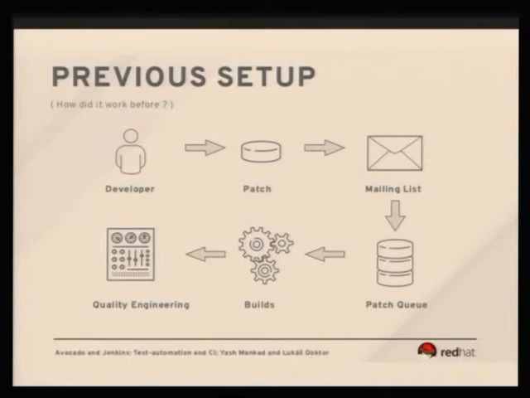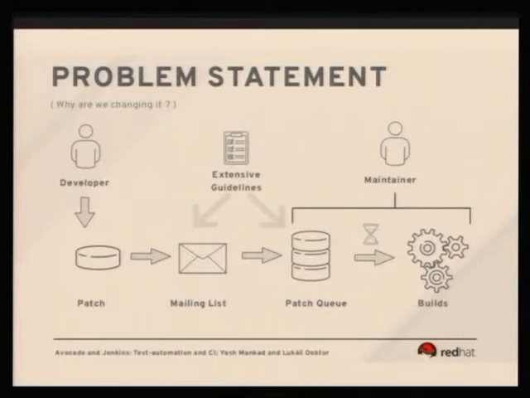The patches are then moved from the patch queue, and they are applied to the source code, and a build is run. Now, the reason for running the build is that we want to make sure that any changes introduced by the developer's patch do not break any existing features in the code. If the build is successful, it is then moved on to quality engineering for further testing. Well, seems simple enough. Then why are we changing it? Let's look at some of the issues in the same workflow.